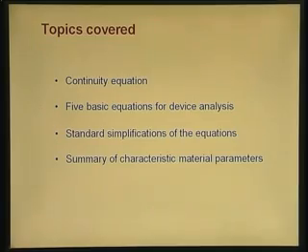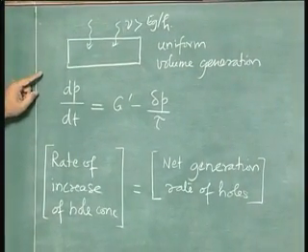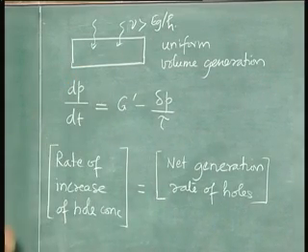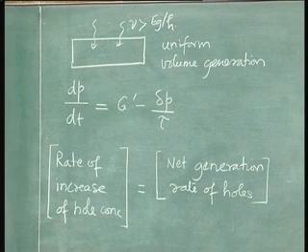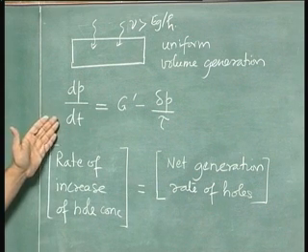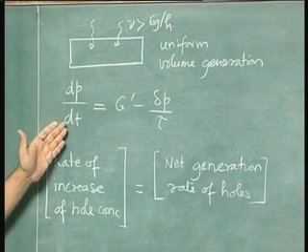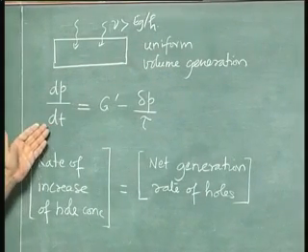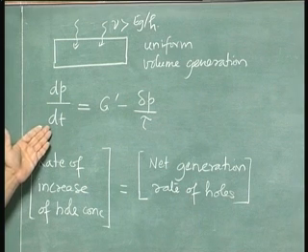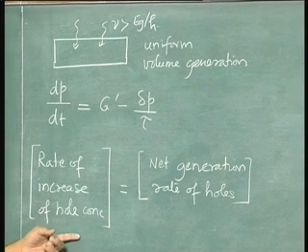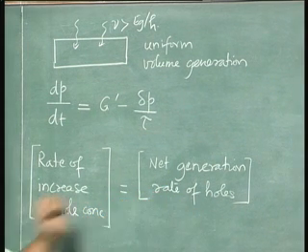In the last lecture we had shown that if there is uniform volume generation within a sample, maybe due to optical generation for example, then the rate of increase of the carrier concentration, here we are showing the equation for holes, similar equation will be there for electrons. So rate of increase of the hole concentration can be described by this equation, which says that rate of increase of hole concentration is equal to net generation rate of holes.